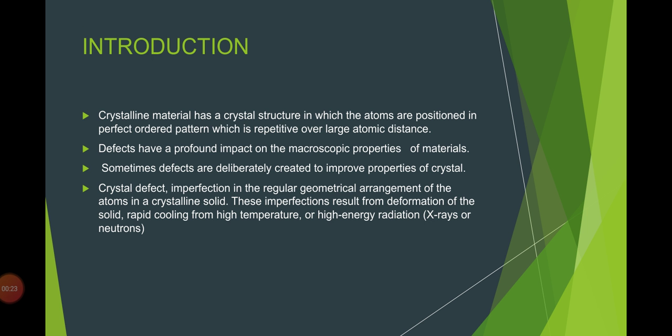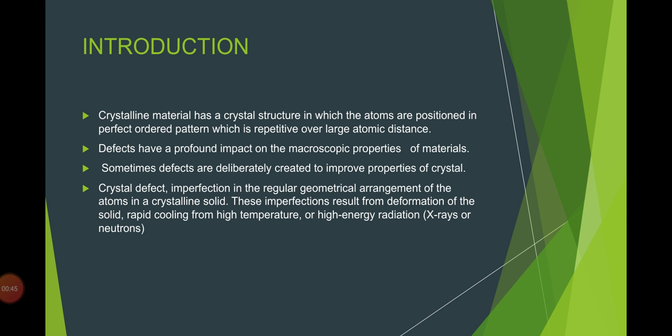So first of all, the introduction. Crystalline material has a crystal structure in which the atoms are positioned in a perfect ordered pattern, which is repeated over large atomic distances. Defects have a profound impact on the macroscopic properties of material. Sometimes defects are deliberately created to improve properties of crystals.